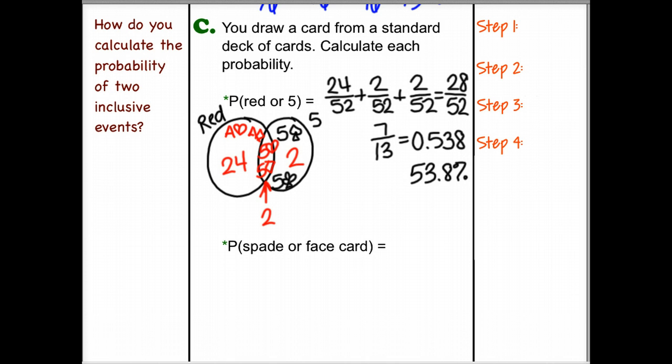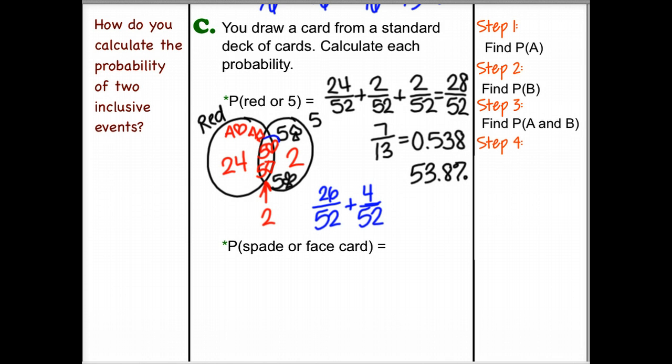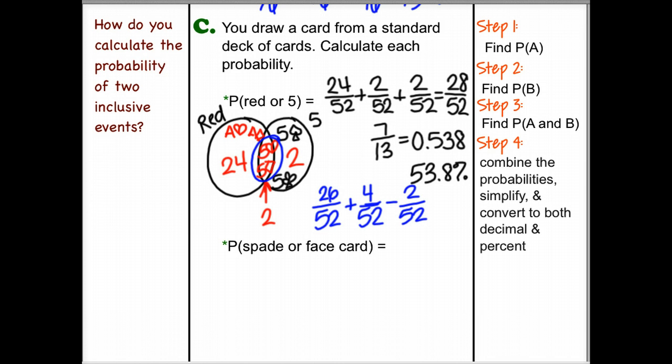Now, I'm going to look at the steps so you can see the other way you can do this. So step 1 of the other way would be to find the probability of A, which is the probability of red, which is 26 out of 52, and find the probability of B, which is 4 out of 52. And then we said find the probability of A and B occurring, which is this overlap, which is 2 out of 52. And we subtract that off, so combining the probabilities, A plus B minus A and B, 26 plus 4 is 30, minus 2 gets you that 28 out of 52, which simplifies up here.